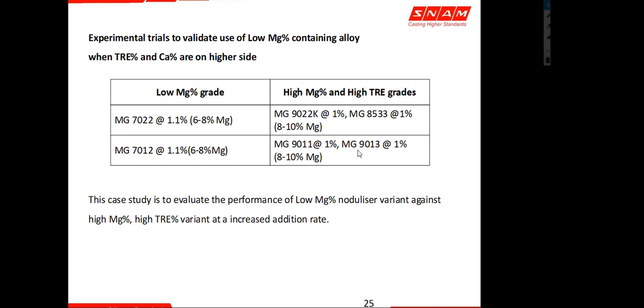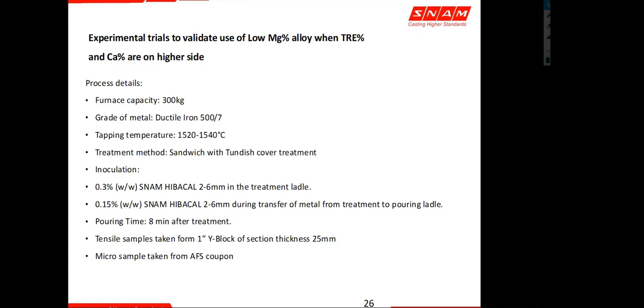This study is to evaluate the performance of the low magnesium variant against the high magnesium variant and high TRE variant at a comparatively increased addition rate. So it is 10% more than what you add. These experiments were conducted in a 300 kg furnace. The SNAM R&D center has a 300 kg furnace attached to it, so we can conduct small scale experiments similar to foundries. So we poured a 500 bar 7 ductile iron.